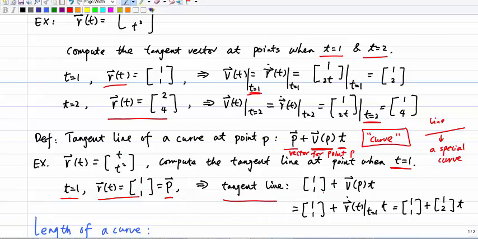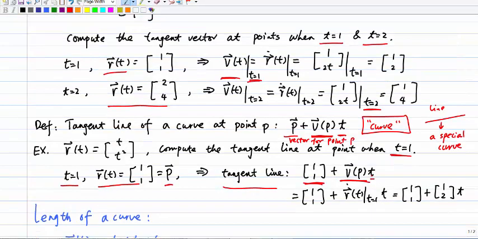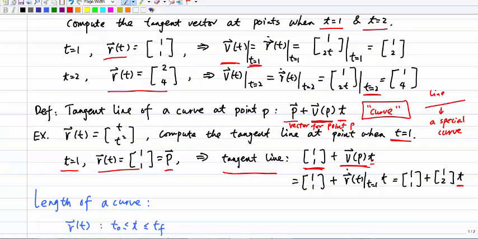My tangent line is just the point plus the tangent vector times t. Since I already calculated the tangent vector over here, it is (1, 2). So I just replace the point with (1, 1), and the tangent line is (1, 1) plus (1, 2) times t. That's my tangent line. It's pretty straightforward if I already know the tangent vector and the point, in vector form.